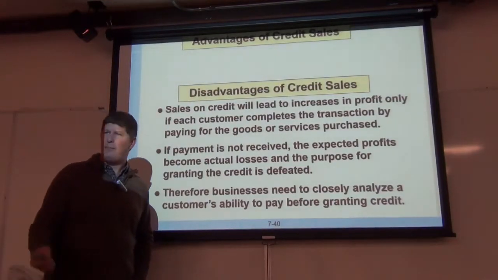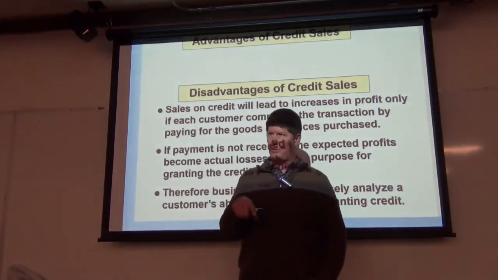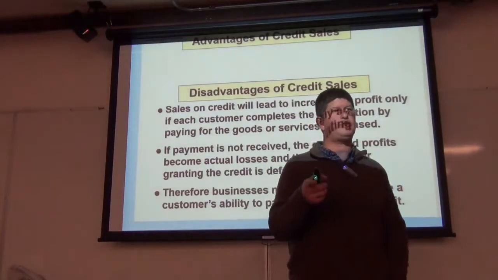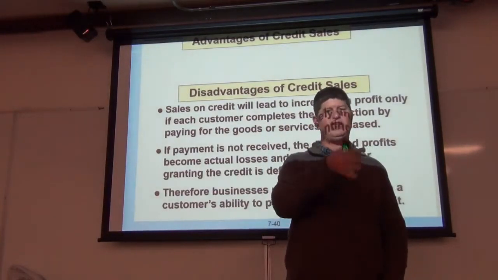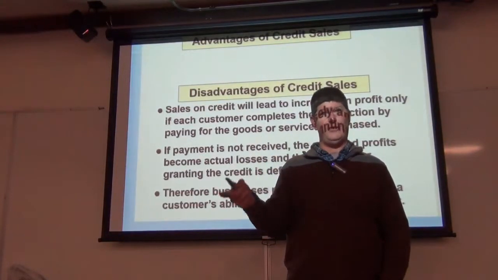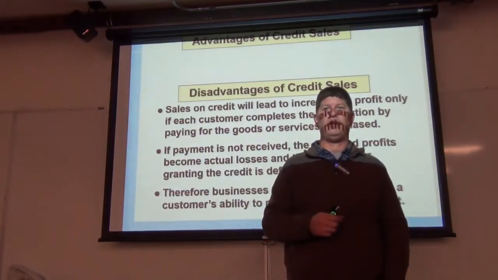Remember under GAAP we have that matching principle. You want to match the expense with the period when you generate the revenue. So under the matching principle is where we start using the allowance for doubtful accounts. At the end of every month we're going to make an estimate of who's not going to pay us, and we're going to put it in our allowance for doubtful accounts.